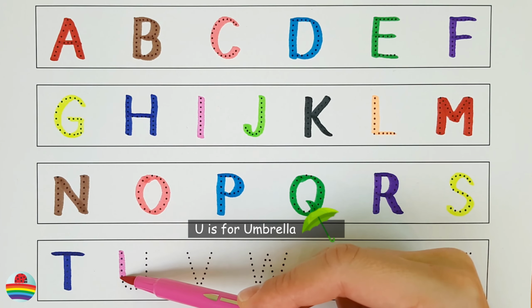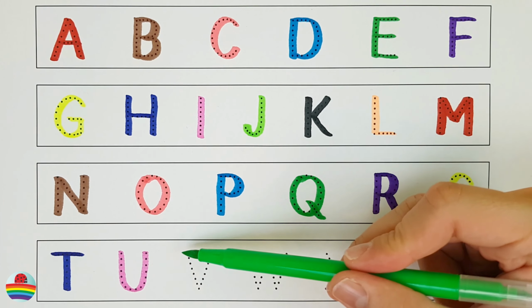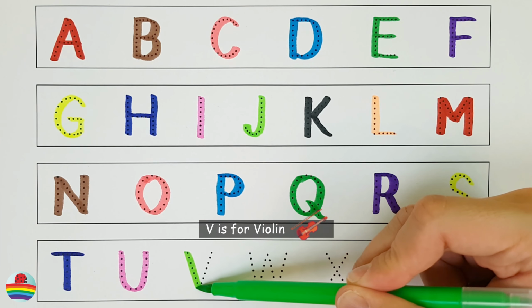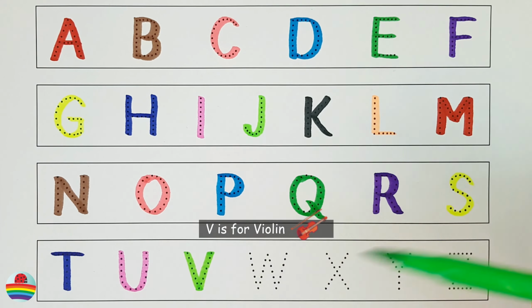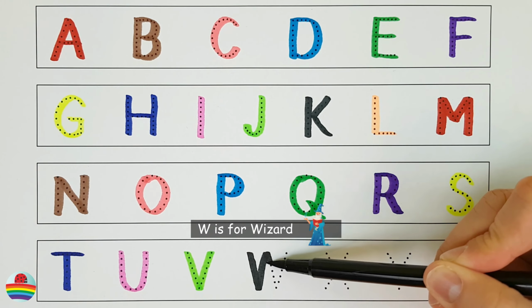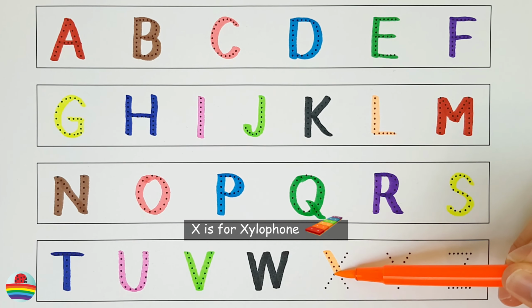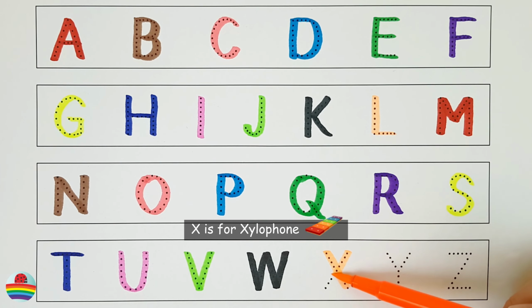U is for umbrella. V is for violin. W is for wizard. X is for xylophone.